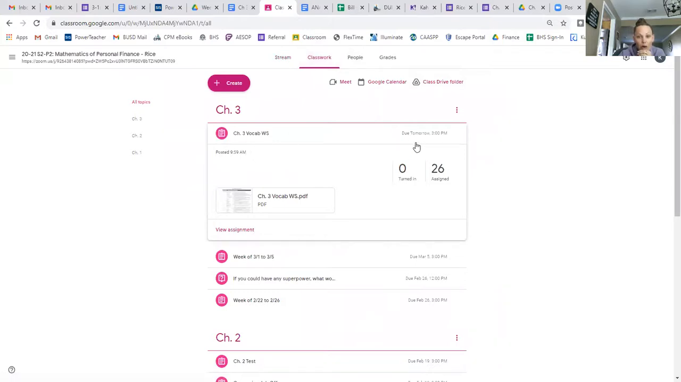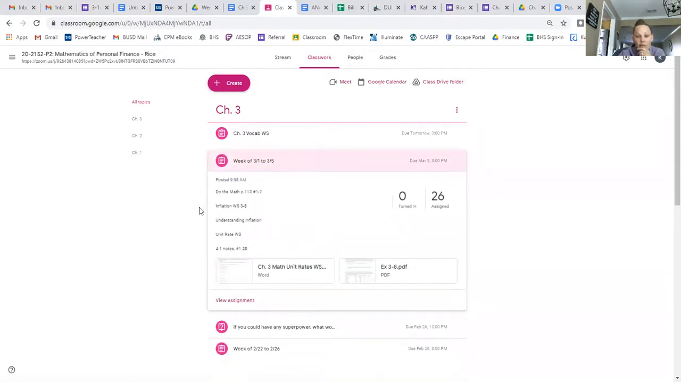Friday, you'll have attendance. So going to your classwork real quick. So vocab due tomorrow by 3 p.m. by itself. The reason for that is I will post the answer key tomorrow afternoon, after 3 o'clock, so that you can check your answers and then see if there's anything that you didn't get correct before your test on Wednesday. Then you have everything else, the Do the Math we just did, the inflation worksheet, what we're doing in class tomorrow called Understanding Inflation, the unit rate, and then chapter 4. That'll all be due Friday at 3 o'clock.